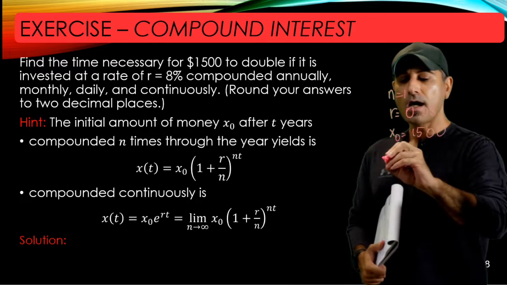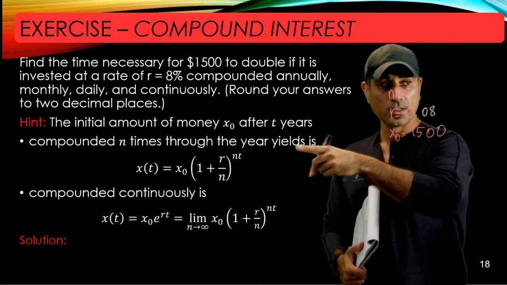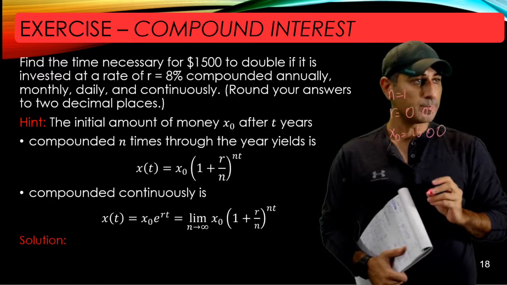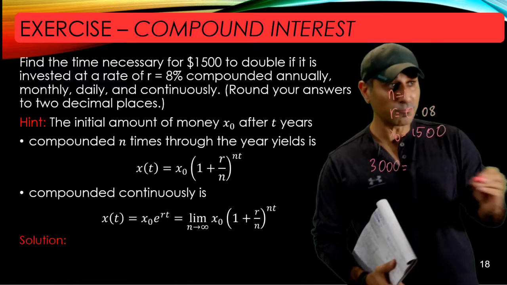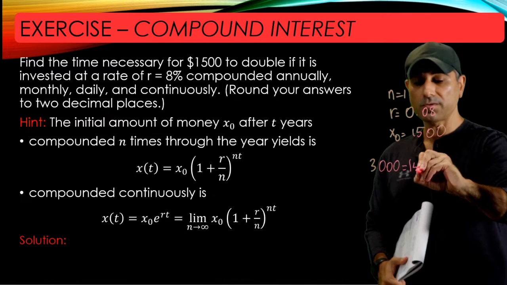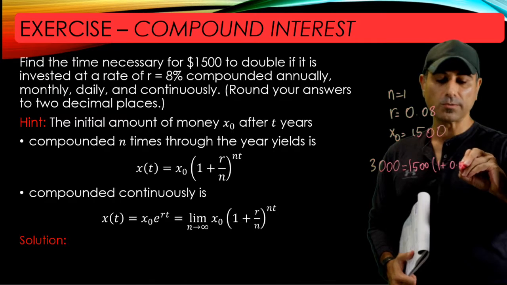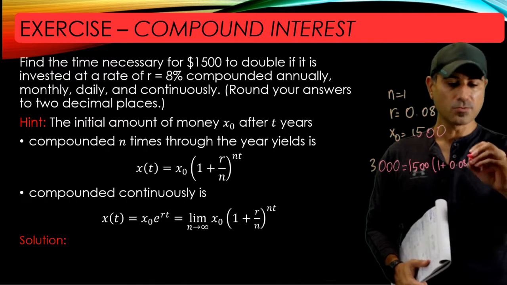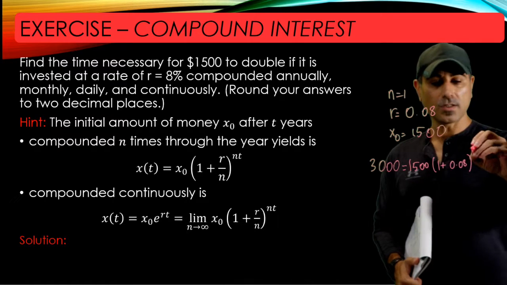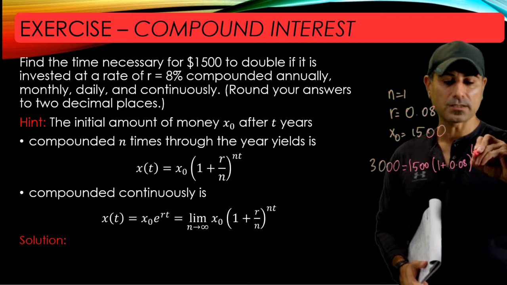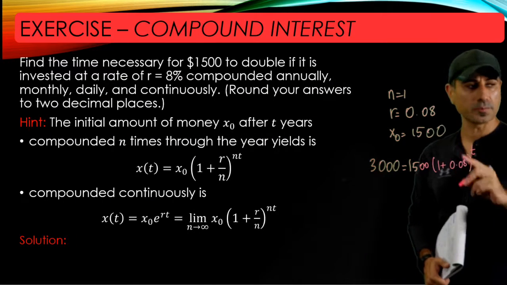In other words, this solution corresponds to the annual compounding, so I want x to be 3,000 for some time which I'm after. I start with 1,500, and 1 plus just 0.08. I don't divide it by 1, right, because it's still 0.08. And then this is just 1 times t, that's exactly equal to t. So again, our goal is to determine t here.